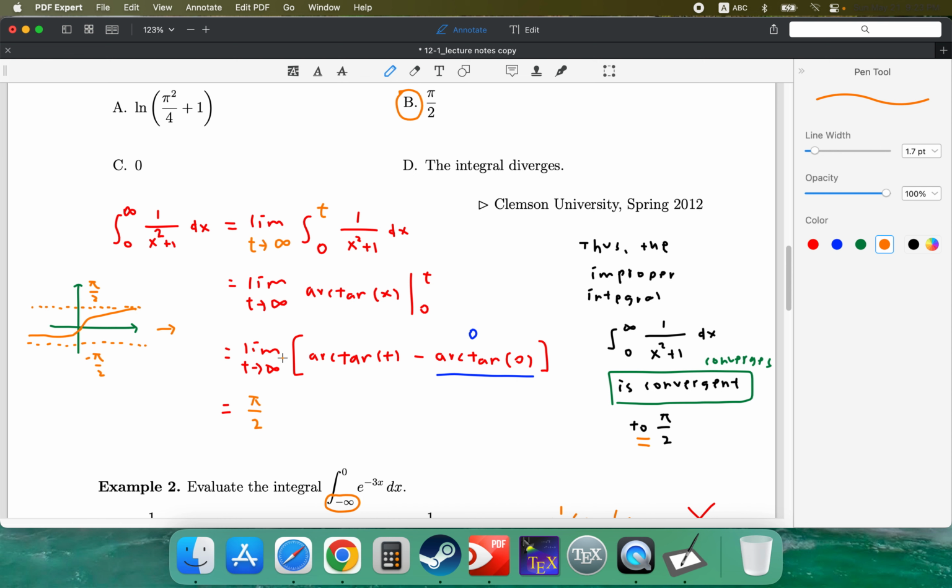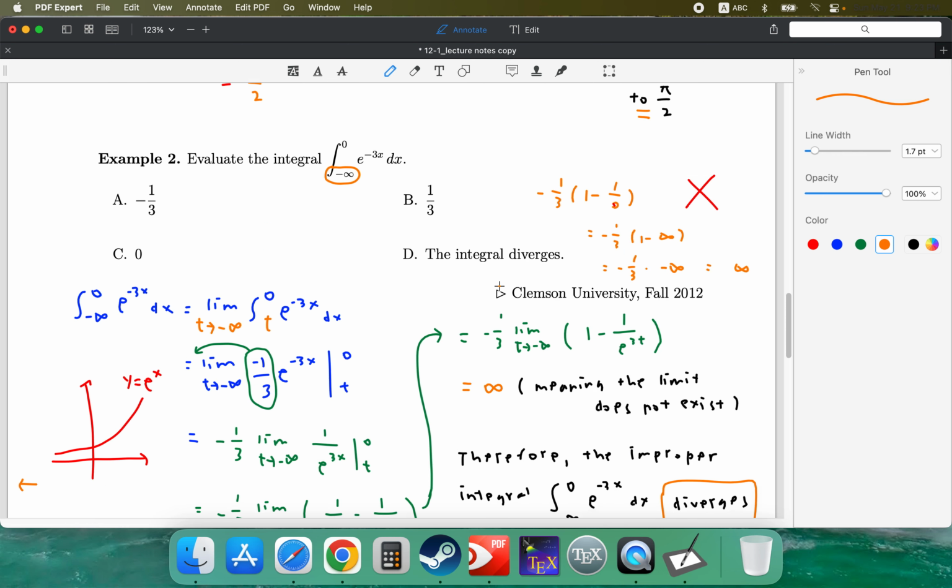Now, if you forget how to take limits, please find some time to review, because in chapter 10 we will do a lot of limits. So please make sure you know how to evaluate limits.